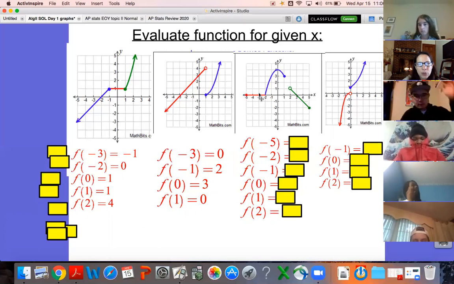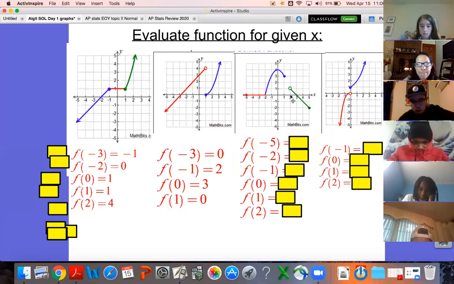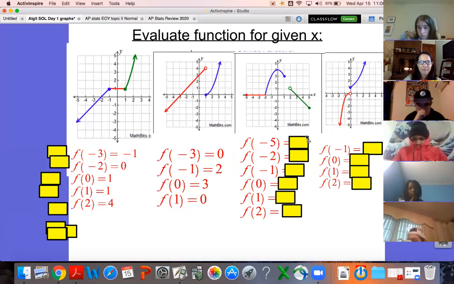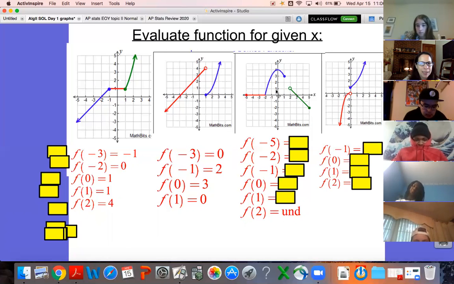All right, let's do the hard one on this one. What is f of 2? Silence in the chat room. What do you guys think f of 2 is? Yes, Gabby, correct. It is undefined. Because the x value at 2 has a y value of an open bubble, which means I can't count this one. I have to say it's undefined. There's no actual point on the graph for an f of 2.